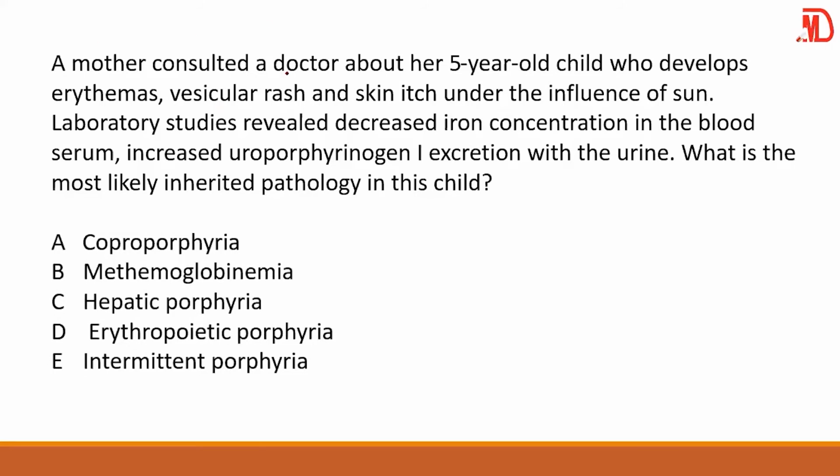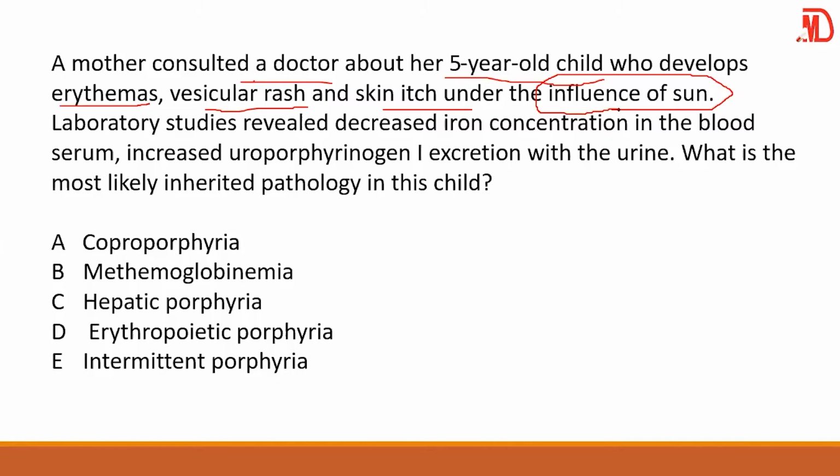A mother consulted a doctor about her 5-year-old child who developed erythema. Erythema is like redness. We have a vesicular rash, so rashes that are vesicular in nature, and we have itching under the influence of sun. So this is your clue for diagnosis. Those who go into the sun and then all of a sudden become very red, with rash, and begin to itch.